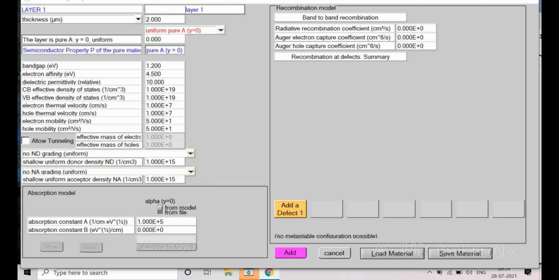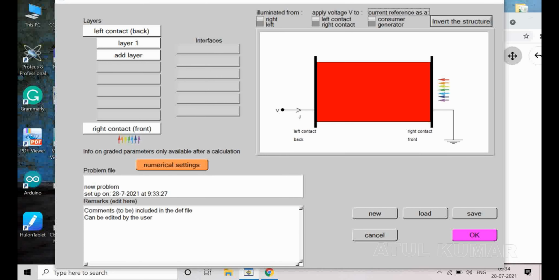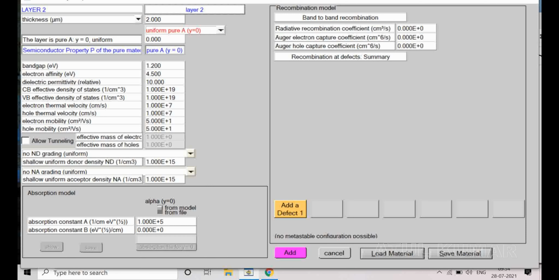So let me begin. I will take any band gap, and I just wanted a p-type layer, so I will make it a p-type layer. Let me take a thickness of 1 micron. Band gap is 1.5. Other parameters I will keep as they are. I will add an n-type layer. So this will be your n-type layer now.